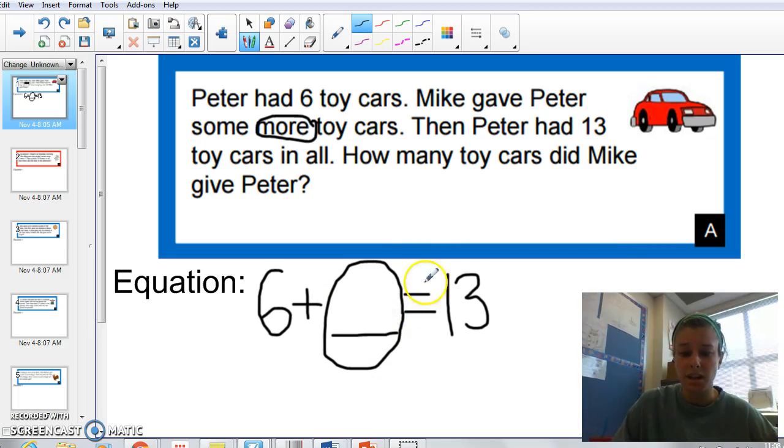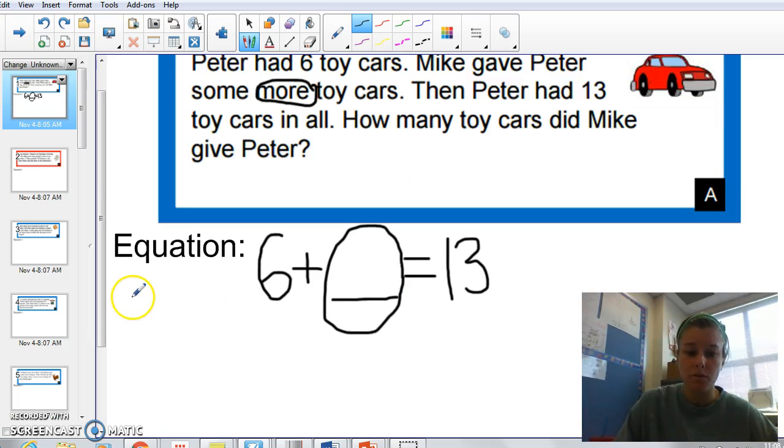So what I'm going to use is my part whole. I know that my first part is 6, so I'm going to draw my circle with my 6 in it. And let's think, I don't know what my second part is because they didn't tell me. They just said Mike gave Peter some more toy cars. They didn't tell me the number. So I'm going to leave my second part blank because I don't know what number goes in there. And then my whole is 13.